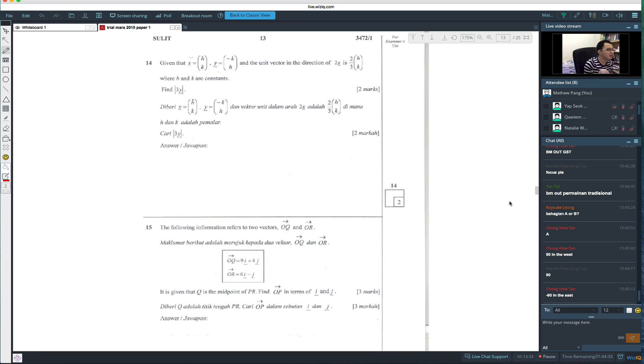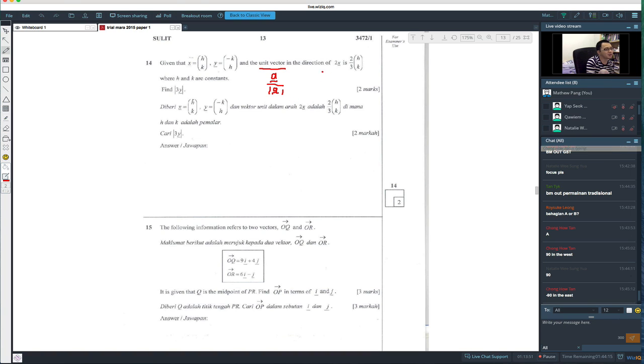Okay, this one will be the vector question. Of course you have to know the meaning of unit vector. Unit vector means just the vector divided by the magnitude of the vector. It means the vector divided by its length, okay, because magnitude is length.